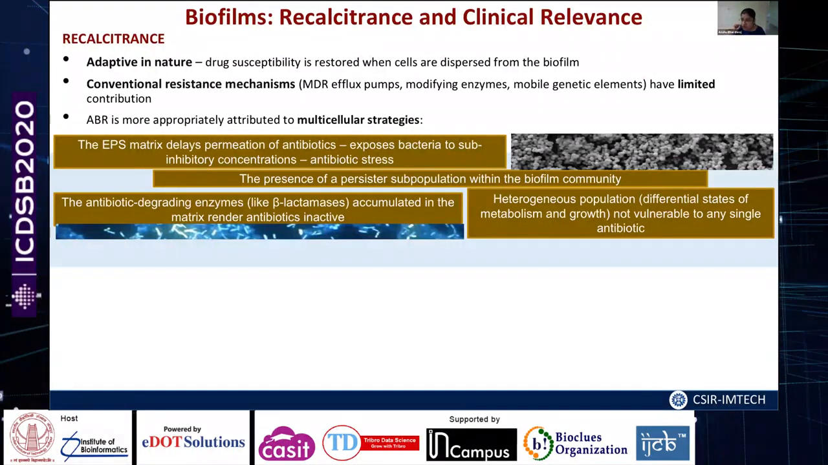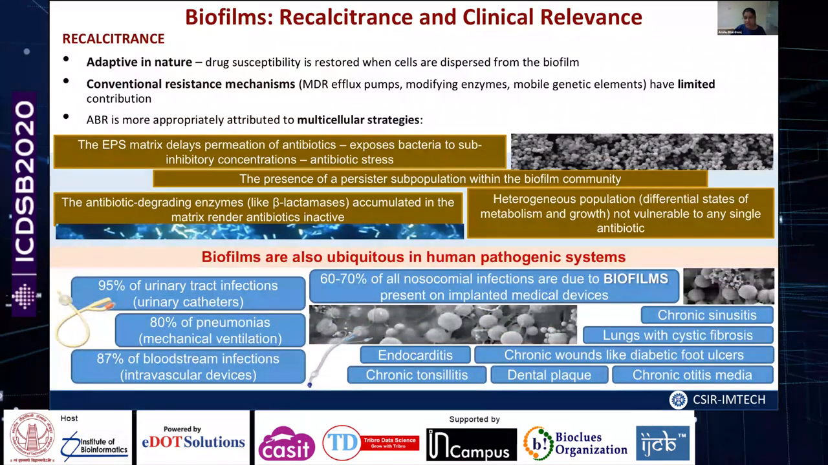But there are certain properties of a biofilm. First, recalcitrance, which means what? The minute the biofilm breaks open, the residents of the biofilm again become susceptible to the antibiotics. When they are in the biofilm, these antibiotics don't work, but when they are out of the biofilm, the same antibiotics work. Second, the mechanisms are not the same. And third, they apply several different strategies, which I'll not go into in detail, but where it matters is that almost 70% of nosocomial infections, 99% of urinary tract infections, 80% of ventilator-associated pneumonias, and 87% of bloodstream infections are all caused by biofilms. If you talk to clinicians, they'll tell you what a mess this is.